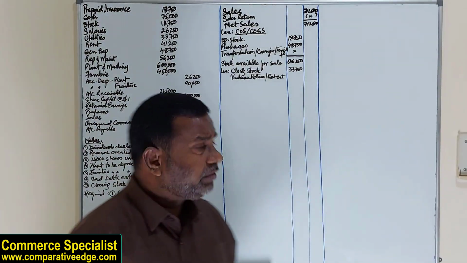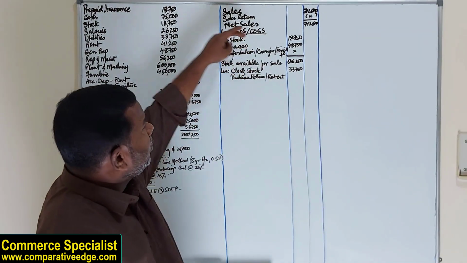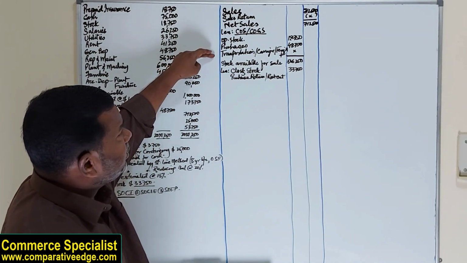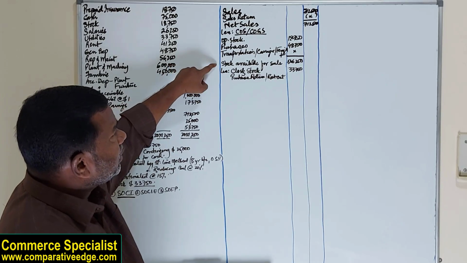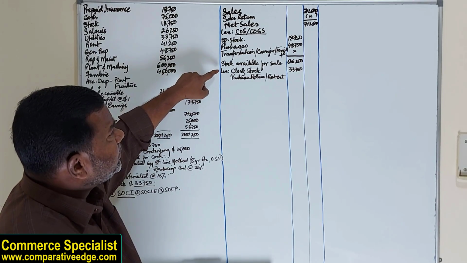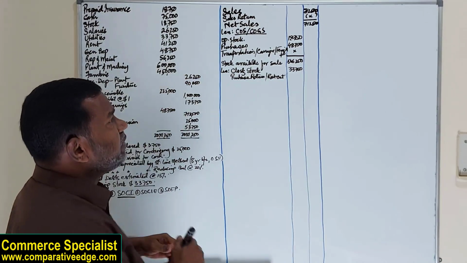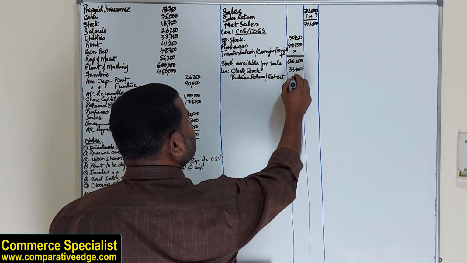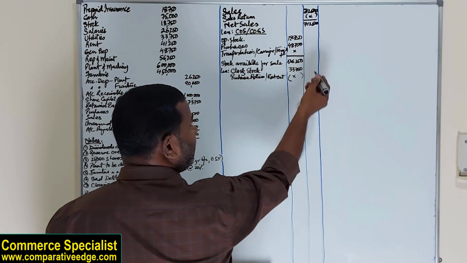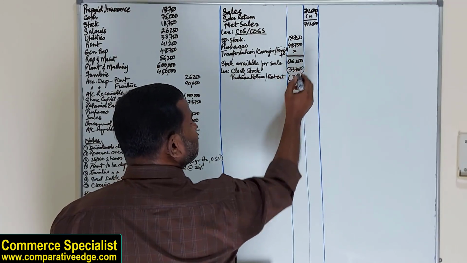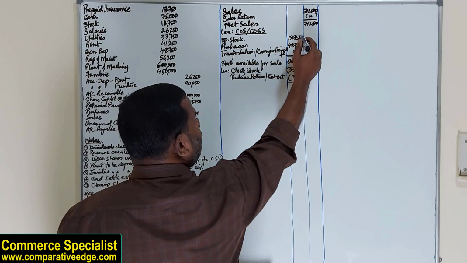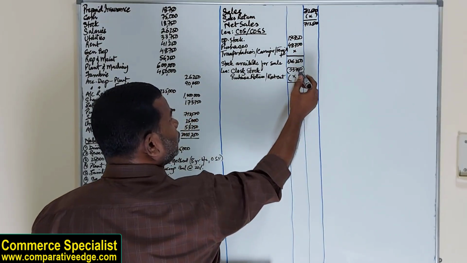So what is happening here? We are adding three items: opening stock, purchases, and transportation inwards. We get stock available for sale, and then you have to minus two items from here, which is closing stock and purchase returns. Purchase return is not here, so I'm just putting an X. Had it been there, I would have taken an amount. So you add 1, 2, 3 and subtract two items.